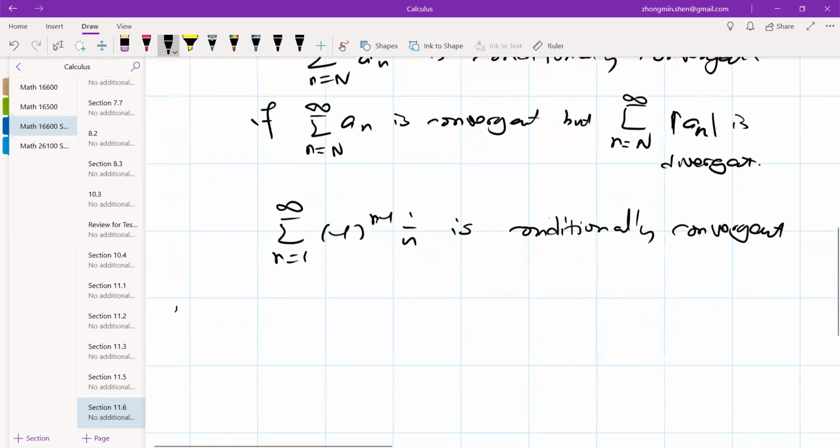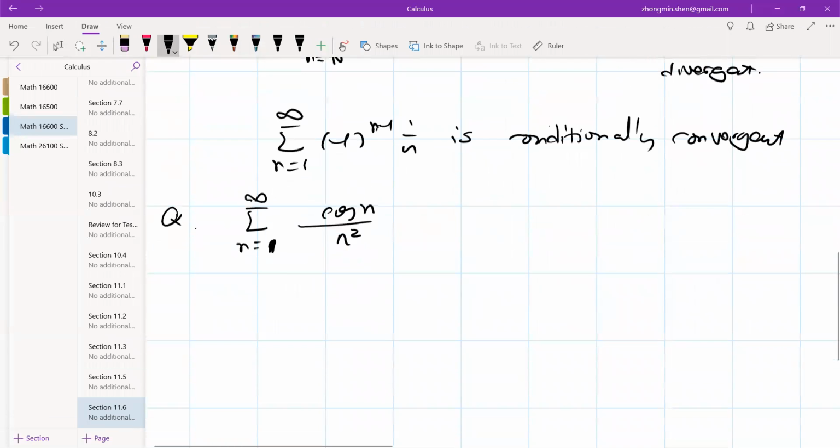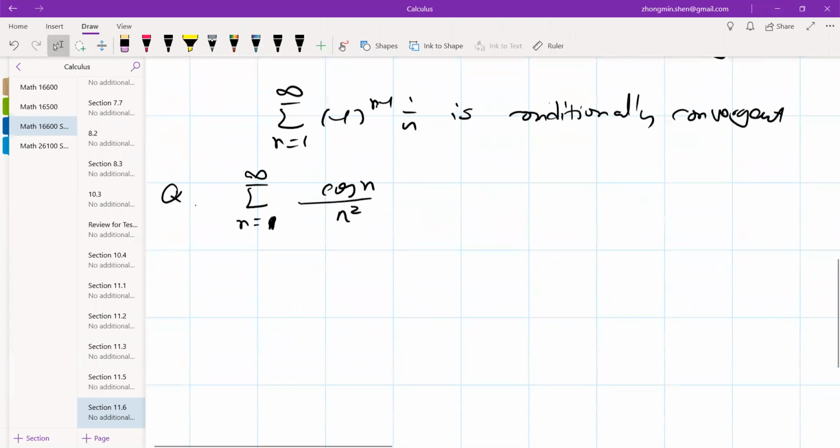What is useful about the above theorem? For example, remember the problem we did. If I ask you to study the series of cosine n over n squared, how do you prove whether it is convergent or divergent? Or is it beyond my ability to get any conclusion?